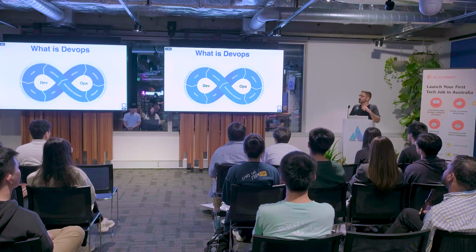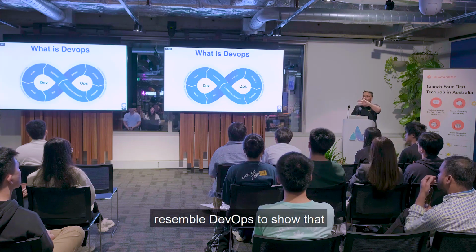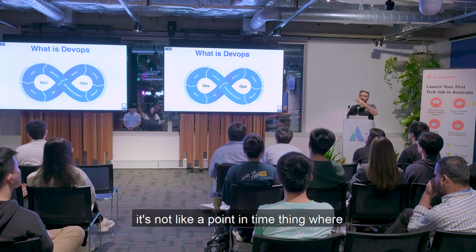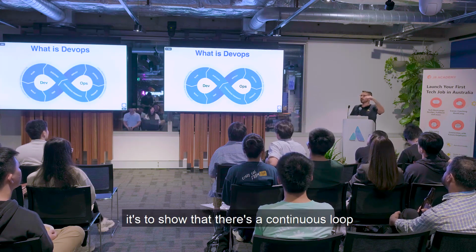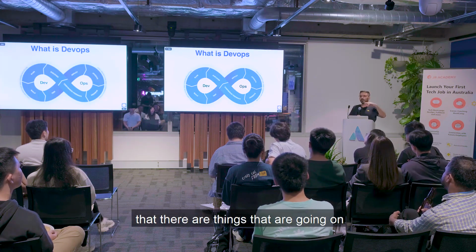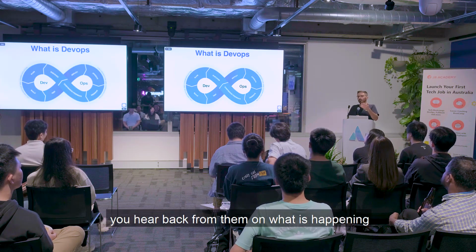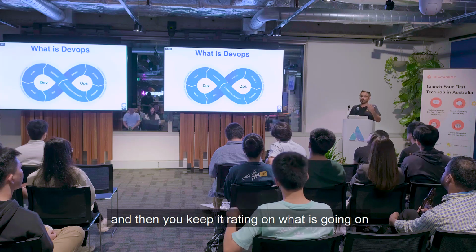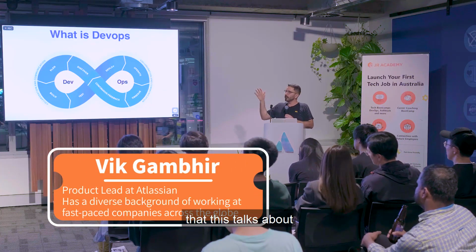Infinity, yes. The reason why I think the infinity symbol was chosen to resemble DevOps is to show that it's not a point-in-time thing where you build something, you release something, and then you forget about it. It's to show that there's a continuous loop, where you build something, you give it out to customers, you hear back from them on what is happening, and then you keep iterating on what is going out. I'll quickly go through each of the phases that this talks about.